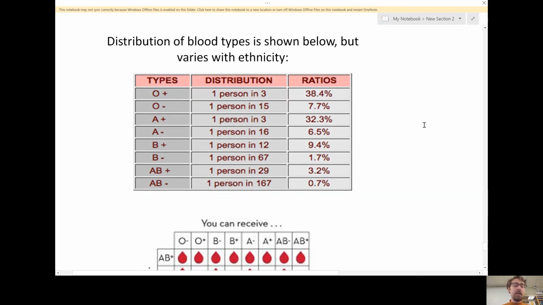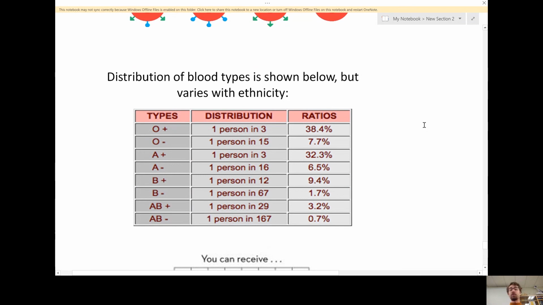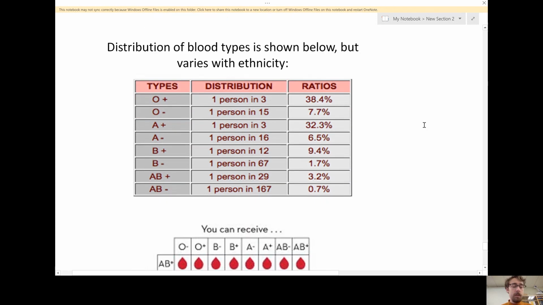And here we just have a big general distribution of blood types. They do vary with groups, across countries, different ethnicities. So the most common blood type is O positive. The least common blood type is AB negative. Again, it's not even across the world. Some areas are going to have higher concentrations of a certain blood type. Other areas will be much lower.